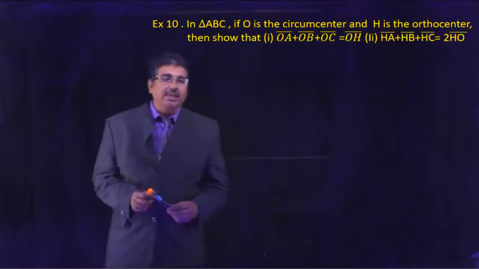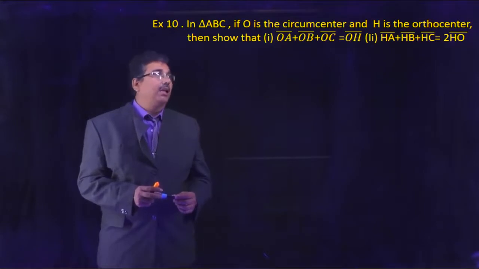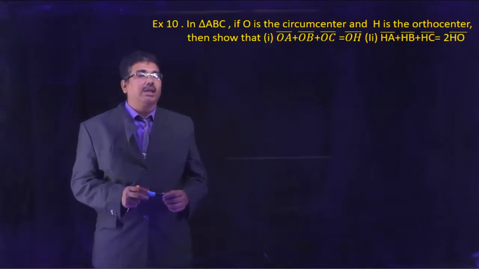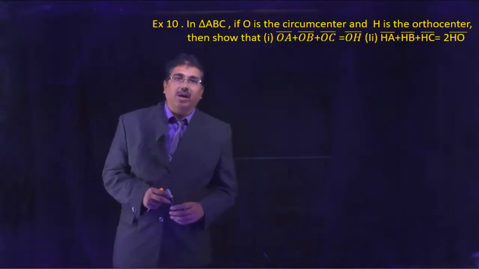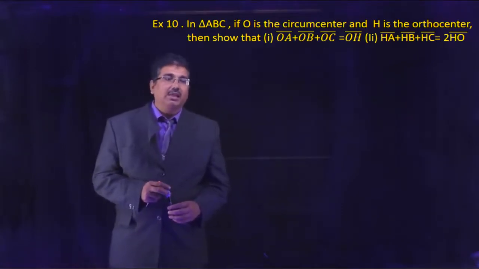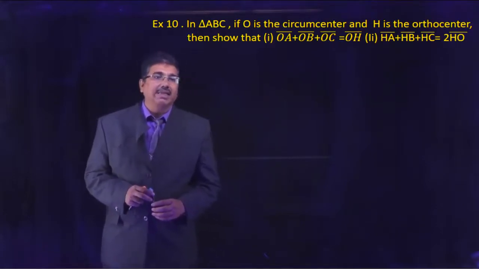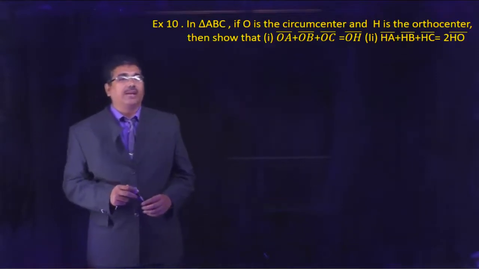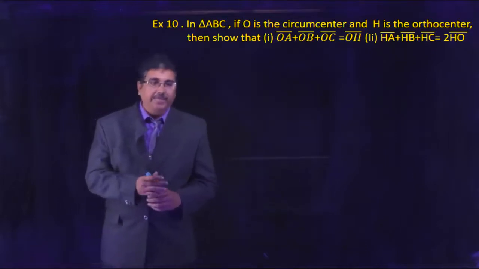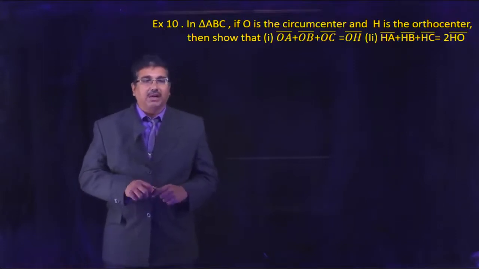In a triangle ABC, if O is the circumcenter and H is the orthocenter, then show that first, OA bar plus OB bar plus OC bar is equal to OH bar. Second, HA bar plus HB bar plus HC bar is equal to 2 times HO bar. This is a very important problem. This result can also be used from an objective point of view.